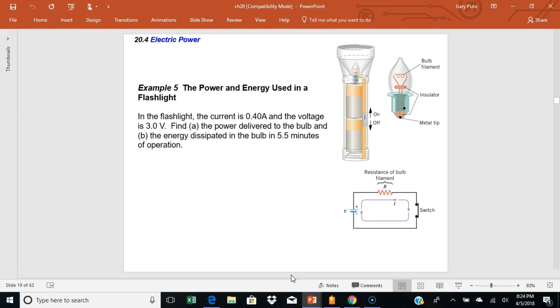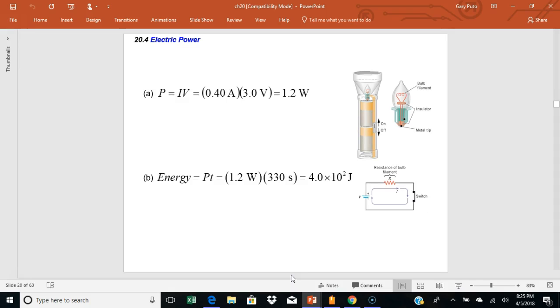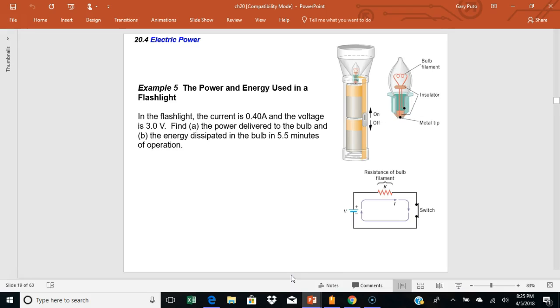Here's a power example. We're back to the flashlight again. The current in the flashlight is 0.4 amps, and the voltage, two 1.5 volt batteries, is 3 volts. Find the power delivered to the bulb and the energy dissipated in the bulb in 5.5 minutes of operation. You know the current, you know the voltage. Very simple: I times V, 1.2 watts of power delivered to the bulb.